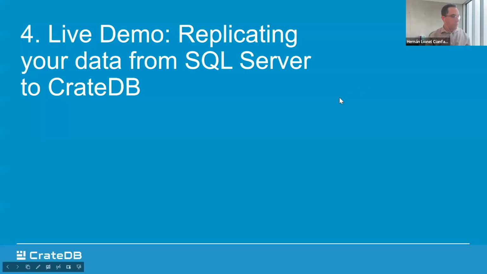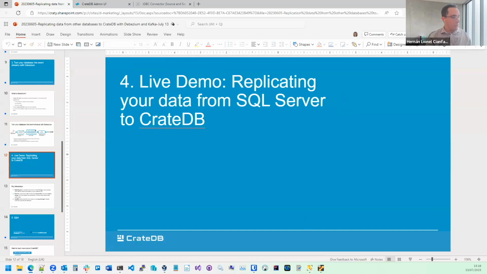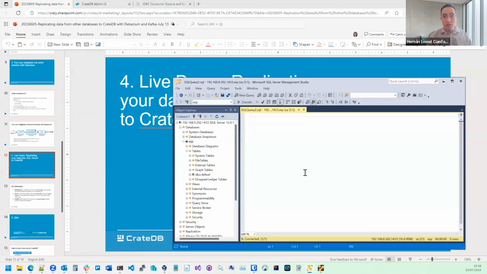Perfect. So the idea here is that we have some system that is running, in this case, in SQL Server. We are going to see this running today with SQL Server, but it could be Oracle, it could be DB2, it could be MySQL, or many of the other source systems that Debezium supports. Let's imagine that this system, for some reason, cannot run directly on CrateDB, or is not yet running on CrateDB in your environment.